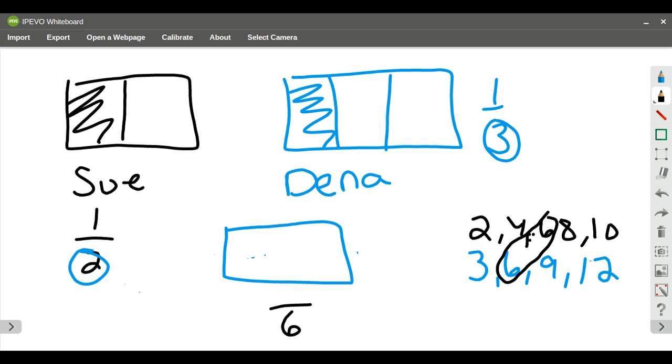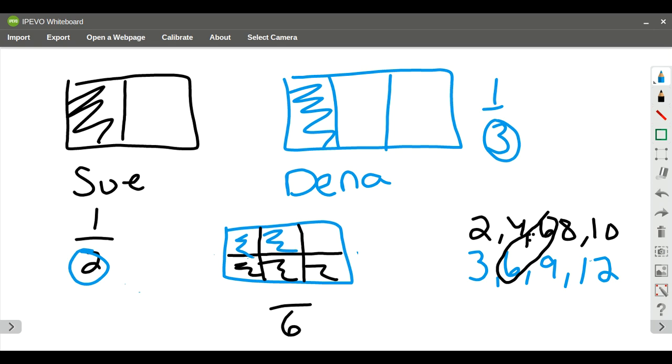So what I can do is I can take Dina's idea of thirds and cut the cornbread into thirds, but then I can take Sue's half that she wants and cut it into a half. And so what'll end up happening is Sue will get a half of cornbread. So she will get the half that she wants. So she gets this half. And then Dina will get a third of the cornbread. And so Dina will end up getting this amount.